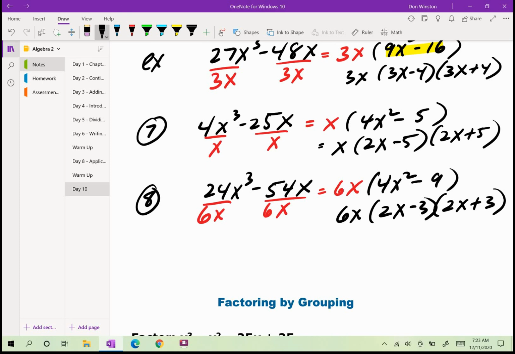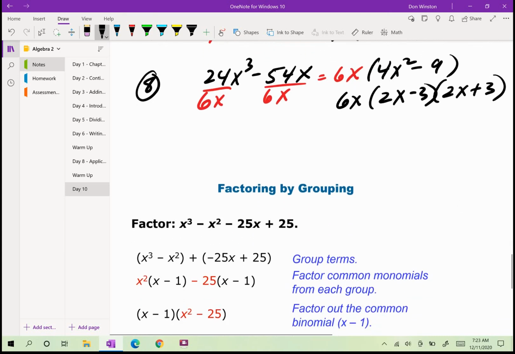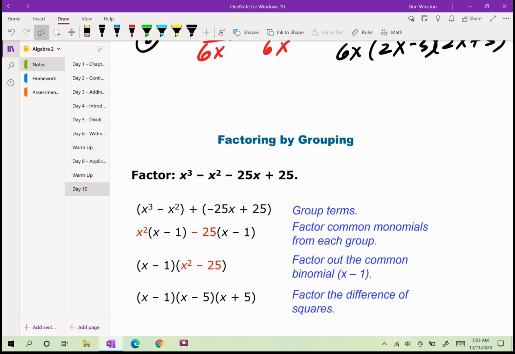All right, so I have reviewed everything with you. And again, this is just what we did last trimester. So now we can look at factor by grouping, but you will see that when we do factor by grouping, we will do everything we have just done. So let's look at factor by grouping. What do we mean by factor by grouping? Some of you have seen this before, not with me, but in Algebra 1.